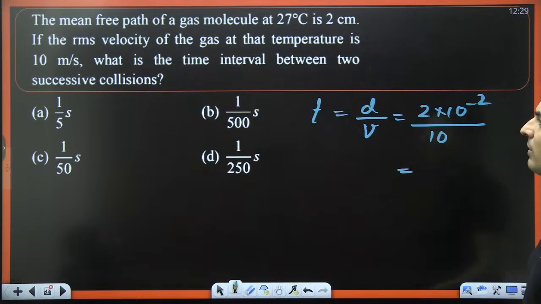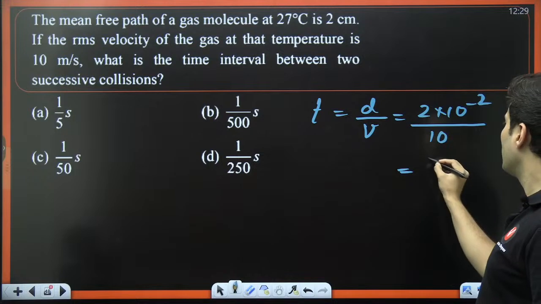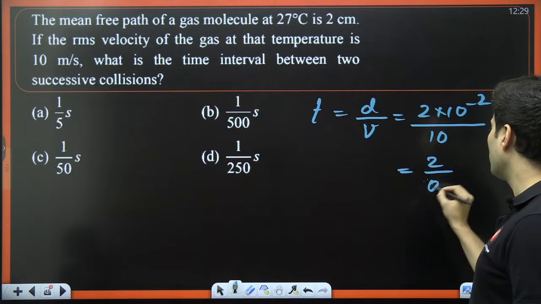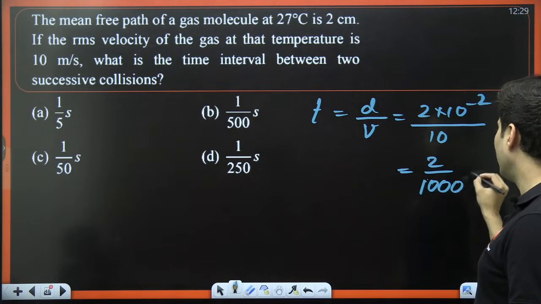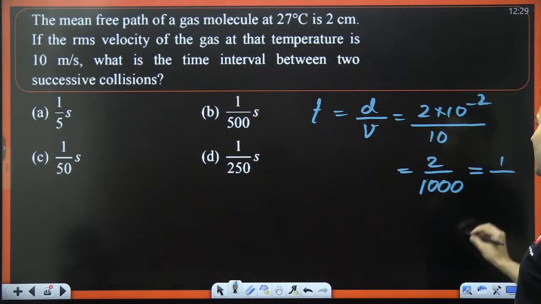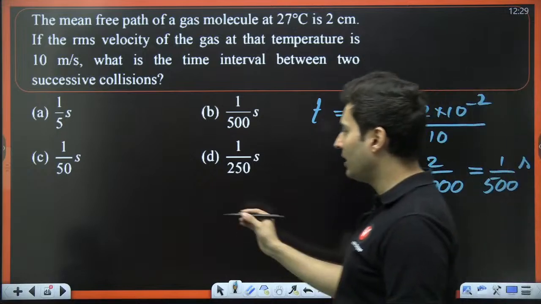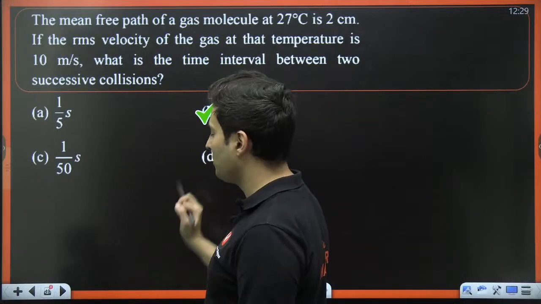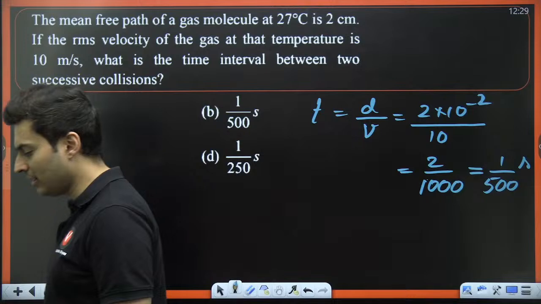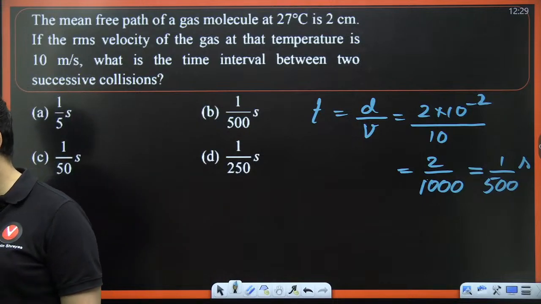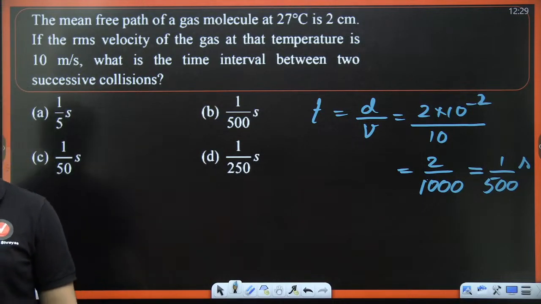Perfect. What is the time interval between the successive collisions? So it will be 2 divided by 1000, which is basically 1 by 500th of a second. 1 by 500th of a second is option B, IIT Bombay. Very good, very good.